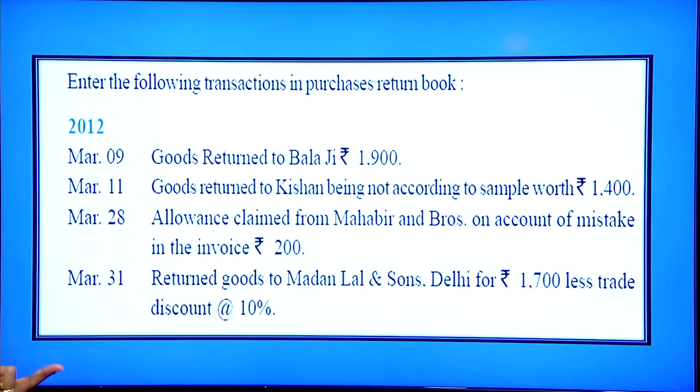There is a question for preparing the purchases returns book. Goods returned to Balaji, goods returned to Kishan, and an allowance claimed from Mahabir and Brothers on account of a mistake in the invoice, and goods returned to Madan Lal and Sons.